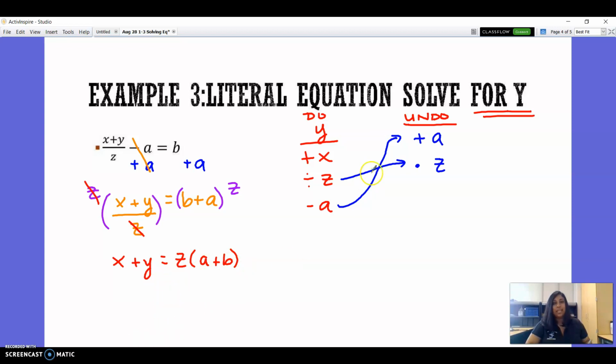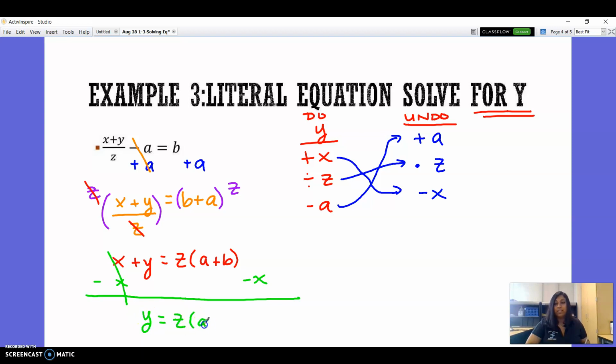All right, last thing here is we are adding x, so the inverse of that would be to subtract x. So now we can go ahead and subtract x from both sides. Now this is already being multiplied, so I'm not going to subtract x until the very end. That gets rid of it there. y is equal to z times a plus b, minus x. And there we have y by itself. So this equation is solved for y.